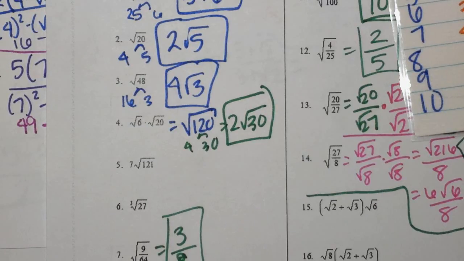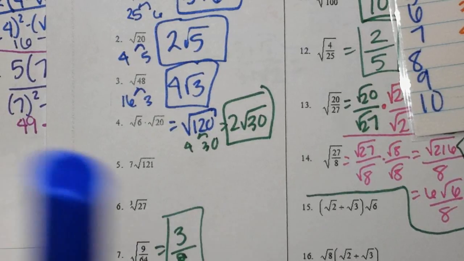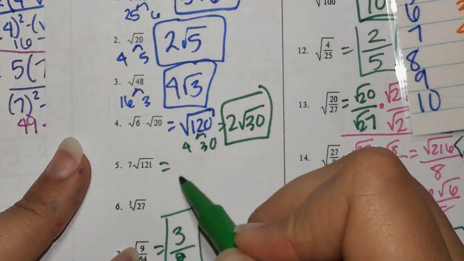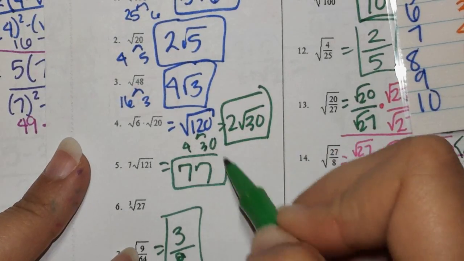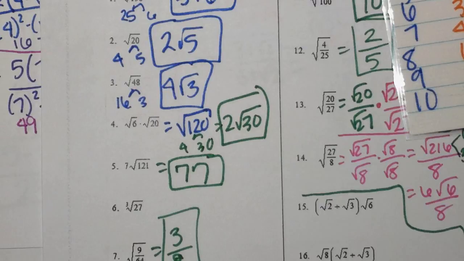Yay! Hallelujah. All right, what is the square root of 121? 11. And what's 11 times 7? 77. So what's your answer? 77. That's all right. Wow. What a day. What a day indeed.